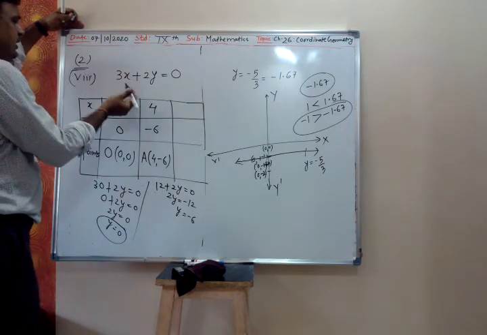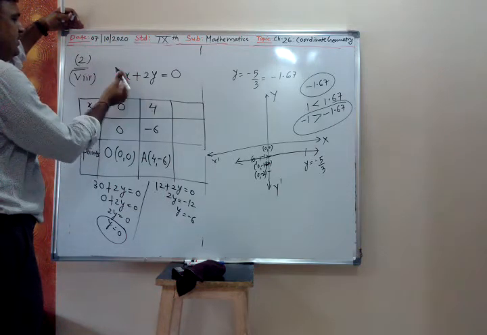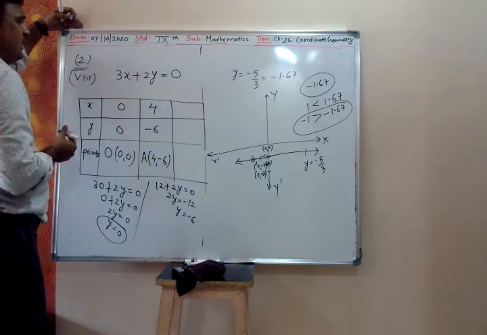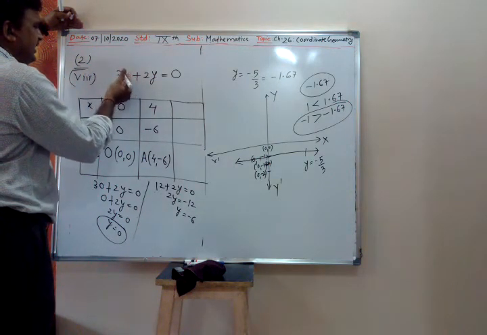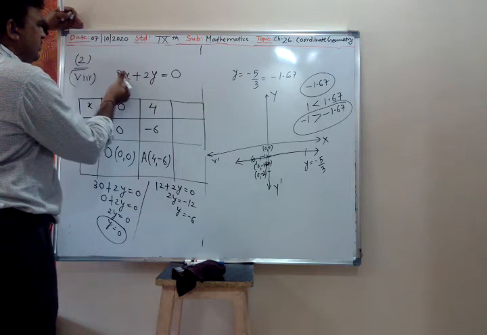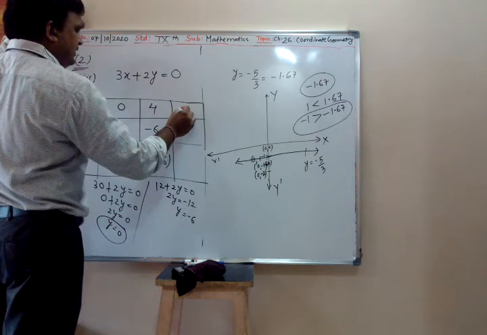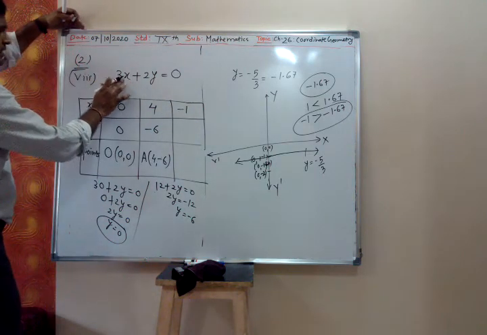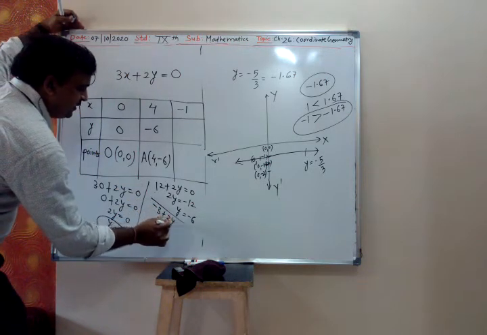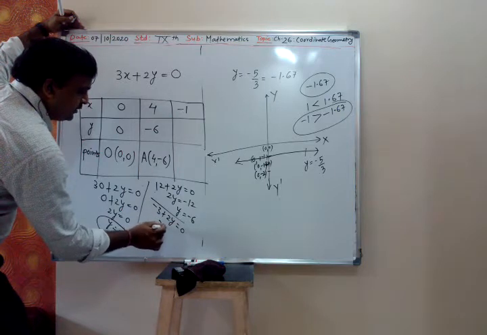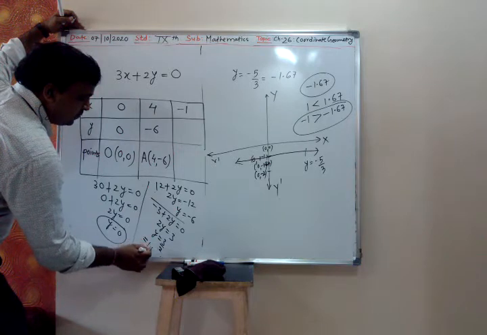You can take one point as, now you take x as 0 we have taken, 4 we have taken. You can take x as 1, yes. You can take one negative also, no problem. If you take x as minus 1, then what will you get? Minus 3 plus 2y is equal to 0. So 2y is equal to 3. 3 upon 2, that is 1.5, correct?